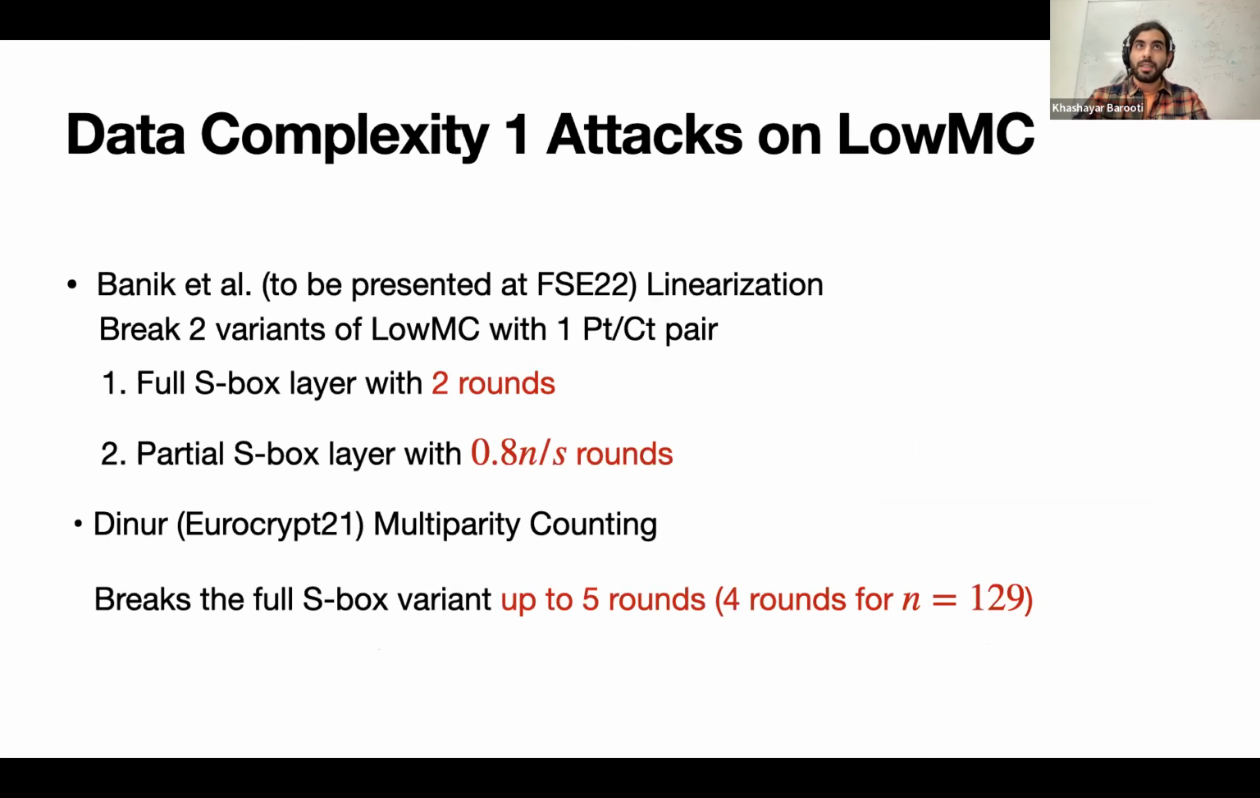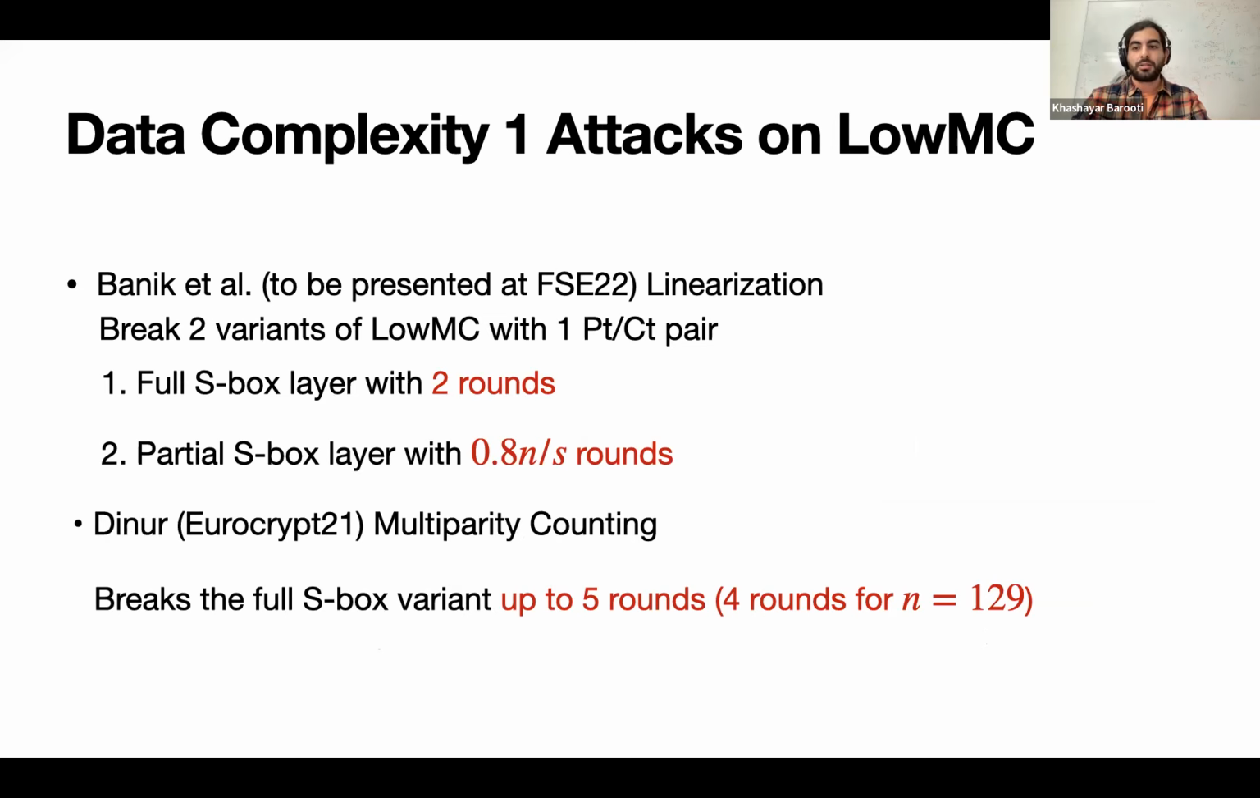So let's talk about data complexity 1 attacks that have already been done. The first work is by us. It was supposed to be presented at FSE 2022, but FSE was postponed twice. In that work, for the full round variant we break up to 2 rounds, and for the partial variant we break up to 0.8 N over S rounds.